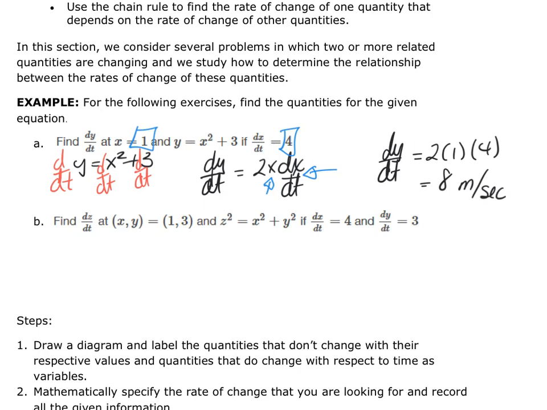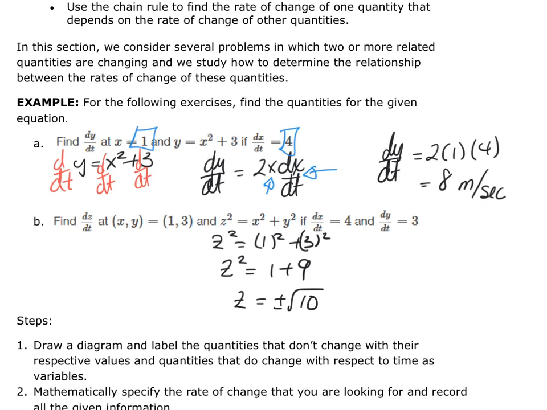So for this one, I'm not given z, but I'll need to find z. I'm not given it explicitly, unlike x and y. I have x and y, but I don't have z explicitly. And I know when I do the derivative, I'm going to have a z term in there. So I need to find z. The first thing I'm going to do is find z. So z squared is going to equal 1 squared plus 3 squared, so z squared is equal to 1 plus 9. So z is equal to plus or minus the square root of 10.